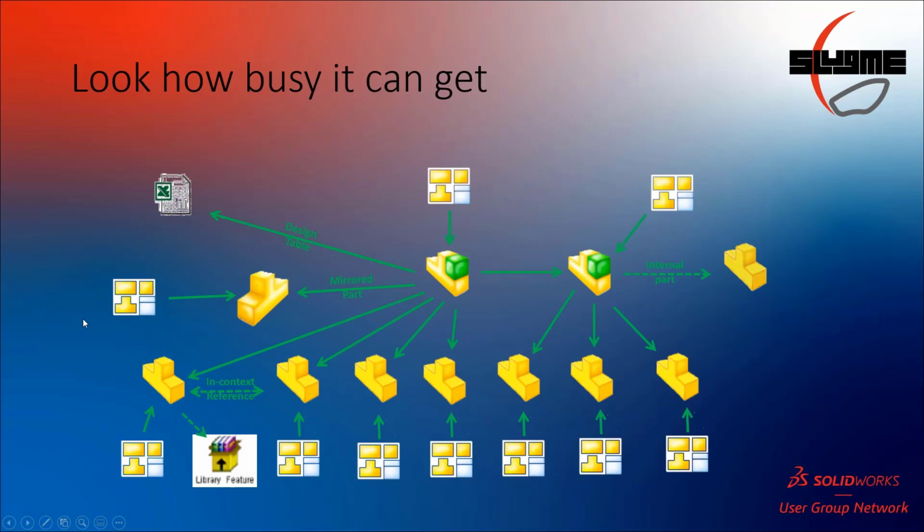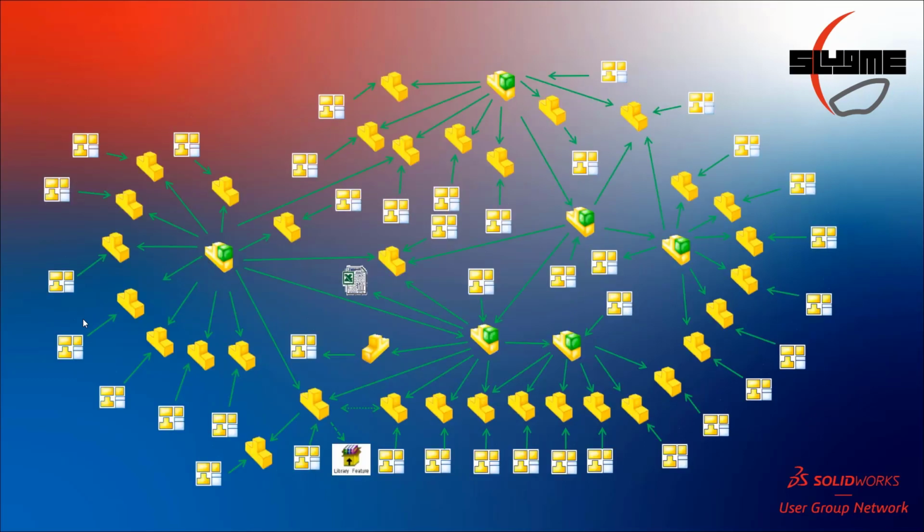So now let's look at how busy it can get. Believe it or not, this is only 9 part files, 2 assemblies, and their drawings. Now we have a mirrored part, we have a design table, we have an internal part, and look at how busy it can get. This is SOLIDWORKS thinking of all of these pointers going all the way around. But it gets a lot worse. Let's look at this one.